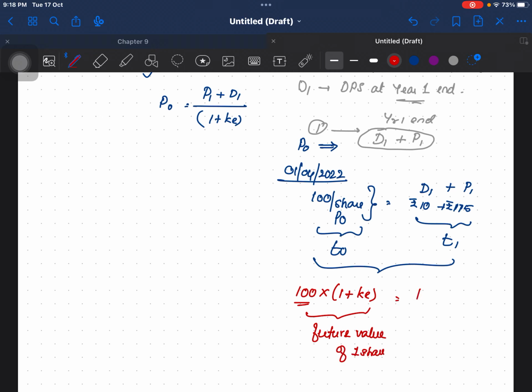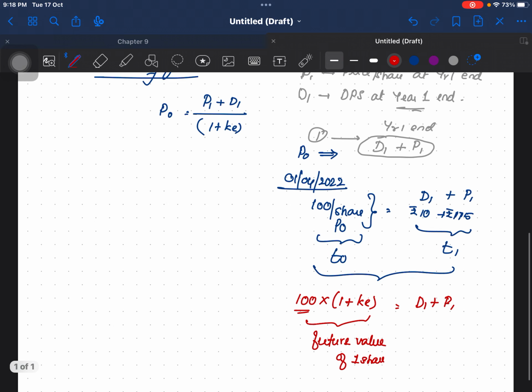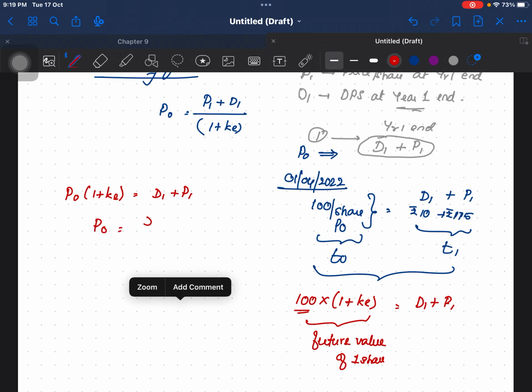This is equal to D1 plus P1, because P1 is the future value per share, plus you have D1 with you. I hope this is clear. So I can write this formula as P0 into 1 plus KE is equal to D1 plus P1, or P0 is equal to D1 plus P1 divided by 1 plus KE. So this is the formula.